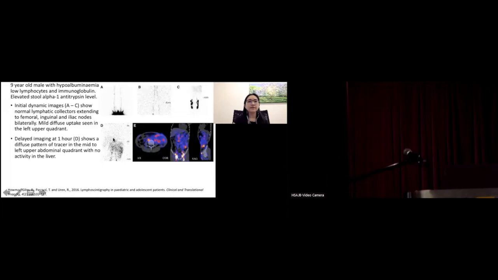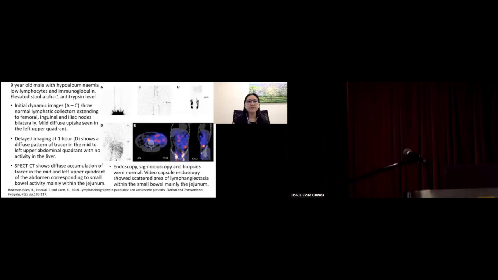Delayed imaging shows a diffuse pattern of tracer at the mid and left upper abdominal quadrant with no activity in the liver. SPECT-CT shows diffuse accumulation of tracer in the mid and left upper quadrant of the abdomen, corresponding to small bowel activity, mainly within the jejunum. Video capsule endoscopy showed scattered areas of lymphangiectasia within the jejunum.